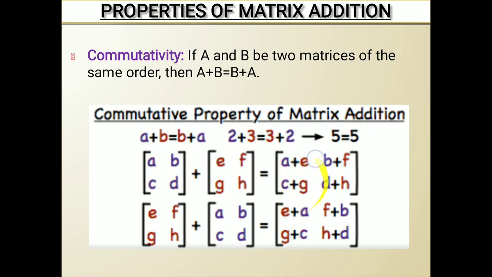So we can say that we can use the commutative property on matrix addition if they are of the same order. Clear? Order should be the same. Here it is a 2 cross 2 matrix, and here also a 2 cross 2 matrix, that is 2 by 2, and here also a 2 by 2 matrix is given, so we can say that it is commutative.